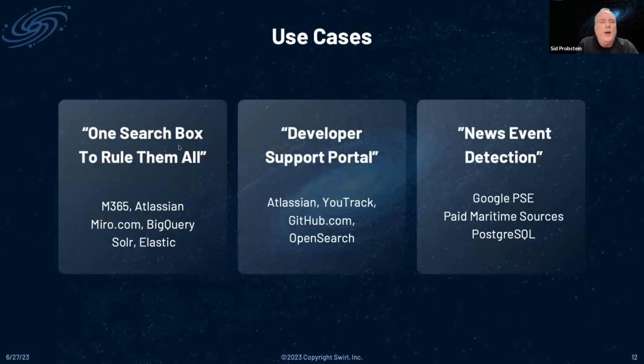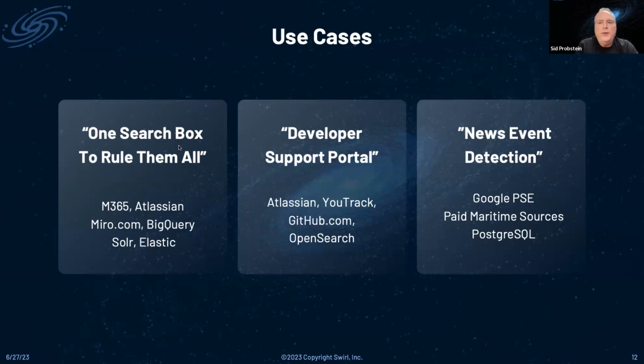One of the groups using Swirl today is very much about bringing together a set of common enterprise sources like M365, Atlassian, Miro, BigQuery, Solr, and Elastic. Another is building a developer support portal combining multiple issue tracking systems, including Atlassian, UTrack, also GitHub, and they have some open search indexes they'd like to add with that.